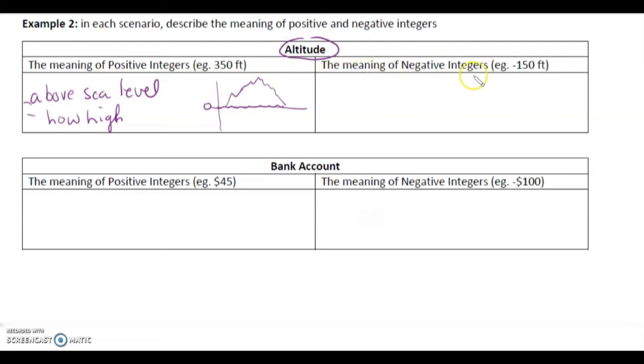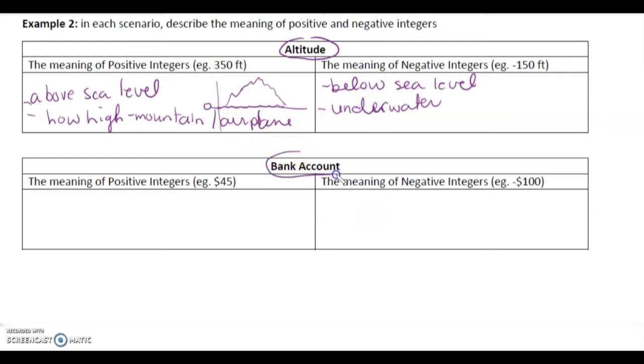The meaning of negative integers when we're talking about altitude is below sea level. This is probably usually underwater. How high would be like a mountain or an airplane. This is under.